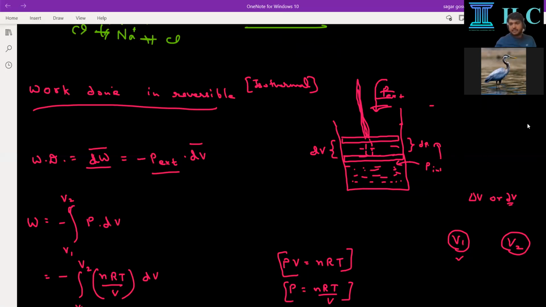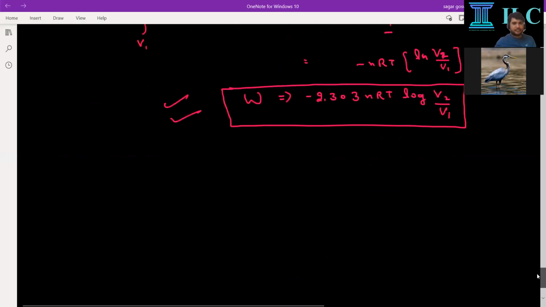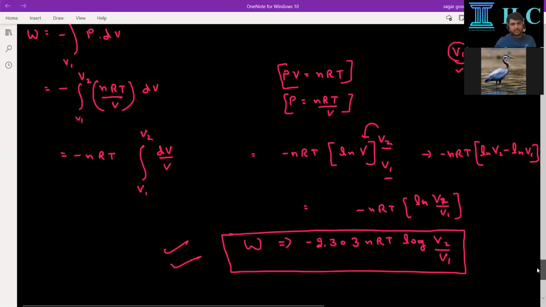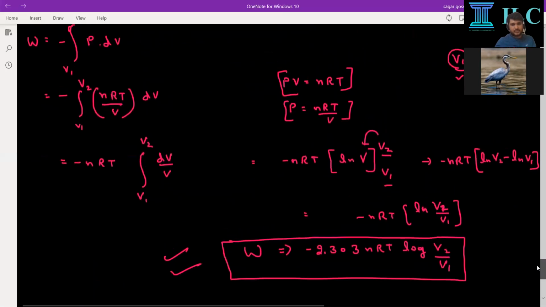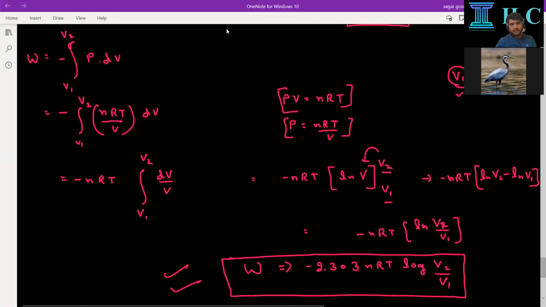But there is a Boyle's law, I guess I told you in the biology as well, right? So there is a Boyle's law, and Boyle's law, one day I told you, it is PV equal to constant. So if PV is equal to constant, this is the final formula in terms of V2 and V1.